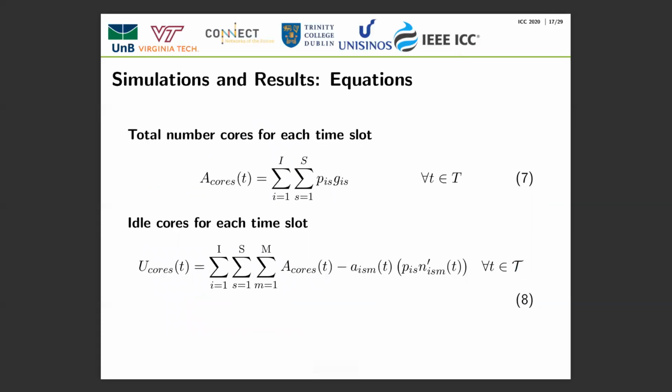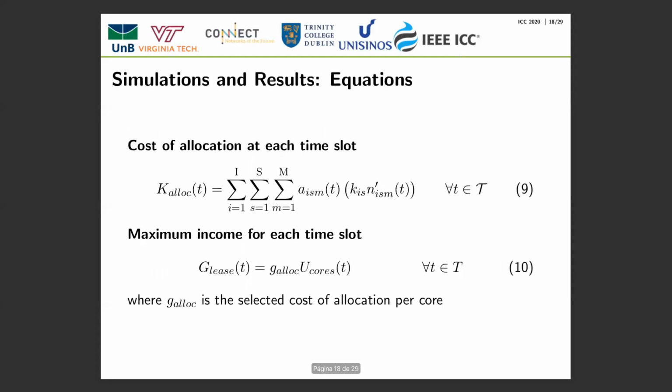Before I present the results we obtained, it's important to present some definitions. First, the total number of cores for each time slot, which is the total number of cores for the entire F1. Next is the number of idle cores for each time slot, which is given by subtracting the number of allocated cores at each time slot from the total number of cores. Next, the cost of allocation at each time slot, which is the sum of the cost of allocation to serve the RHs at each time slot.